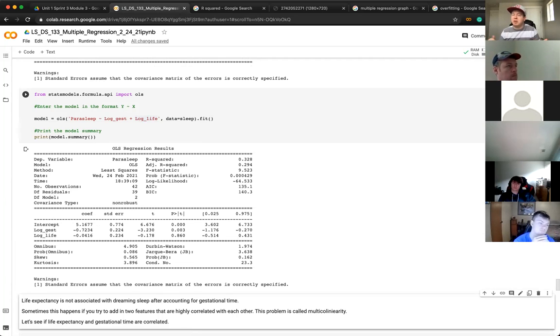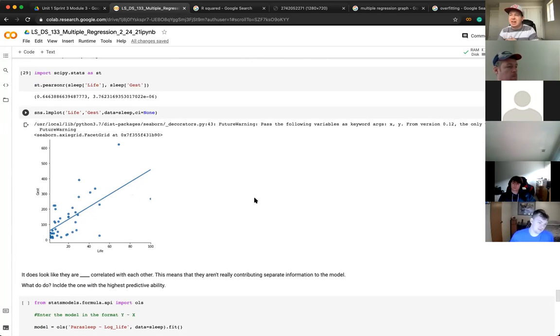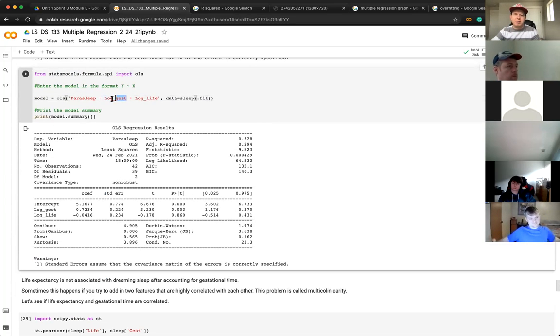shared so much of its information with the log of gestation, due to their correlation and them truly representing more or less the same thing, that we kept the stronger of the two, okay? And the log of lifespan is the one that ended up appearing insignificant. Okay. Any questions about that? I realize that could be a little bit confusing here.